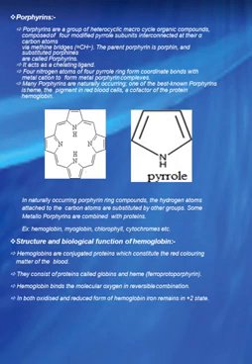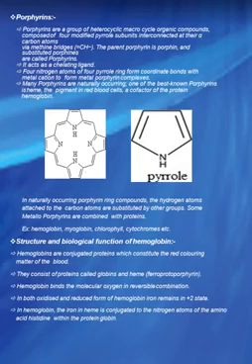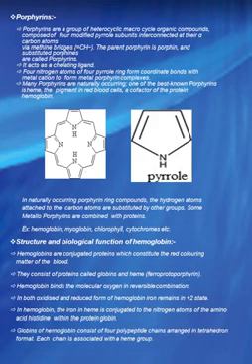In both oxidized and reduced forms of hemoglobin, iron remains in the +2 state, and in hemoglobin the iron in heme is conjugated to the nitrogen atoms of the amino acid histidine within the protein globin. The globin of hemoglobin consists of 4 polypeptide chains arranged in a tetrahedral format, each chain with a heme group.